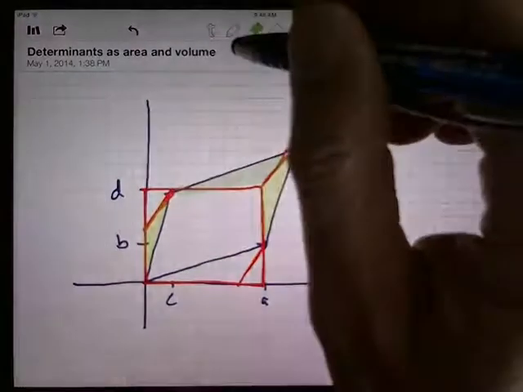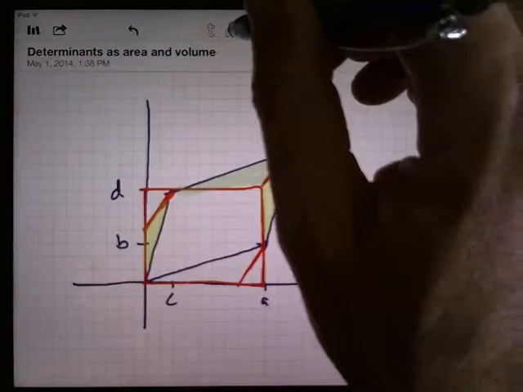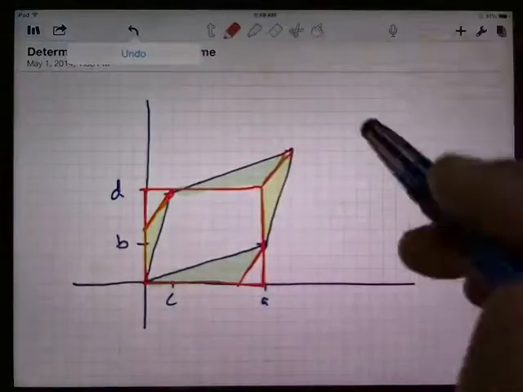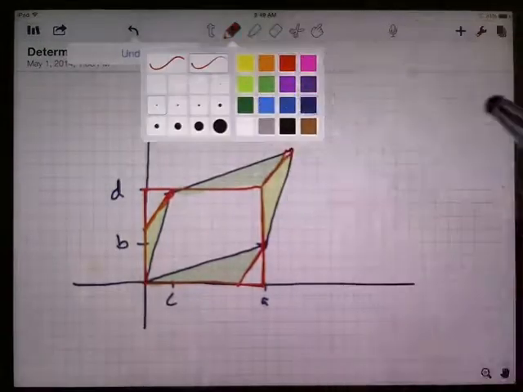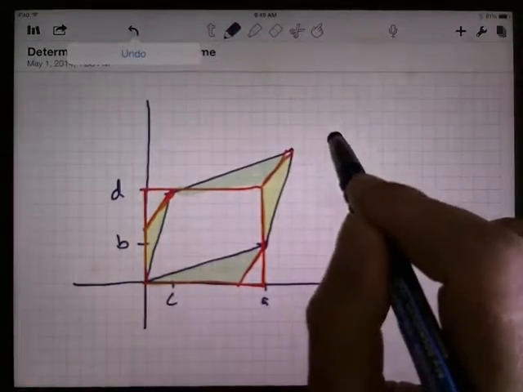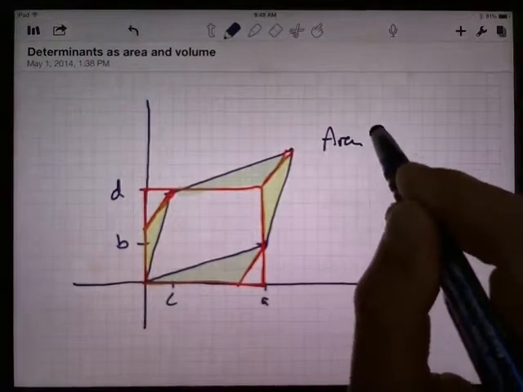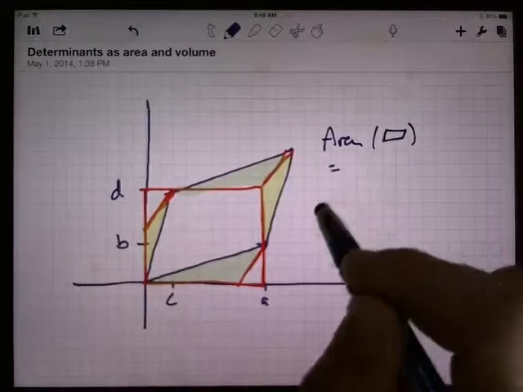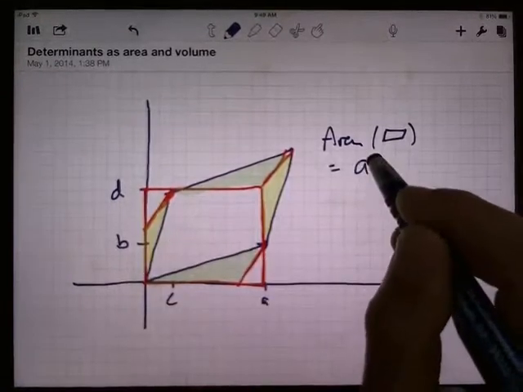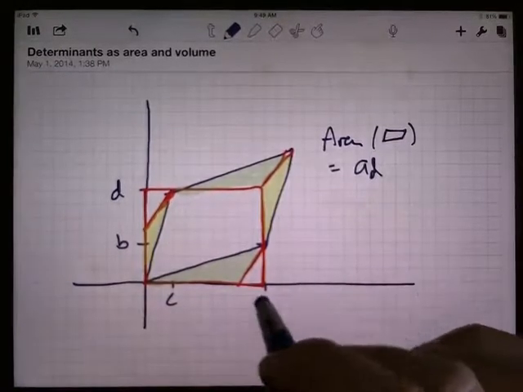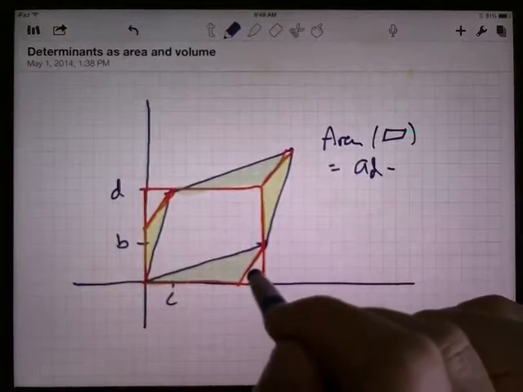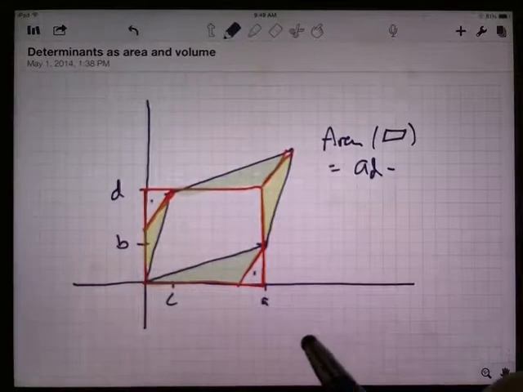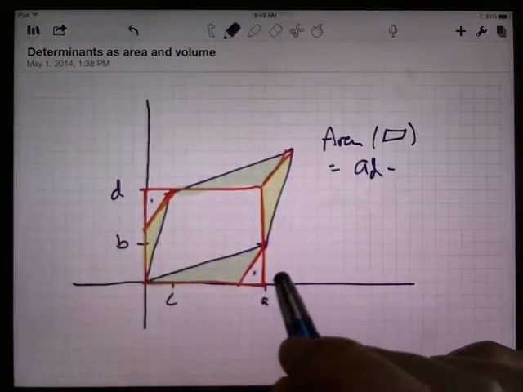So let's see if we can write this down. There we go. That's what I want. So I have the area of the parallelogram equals A times D, because that's the area of the big rectangle, minus this piece and that piece. Right? Well, how big are each of those pieces?